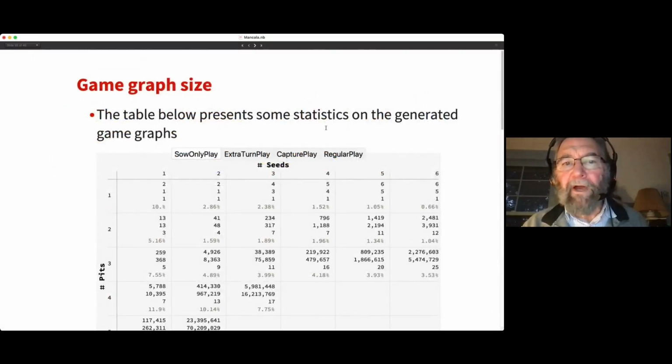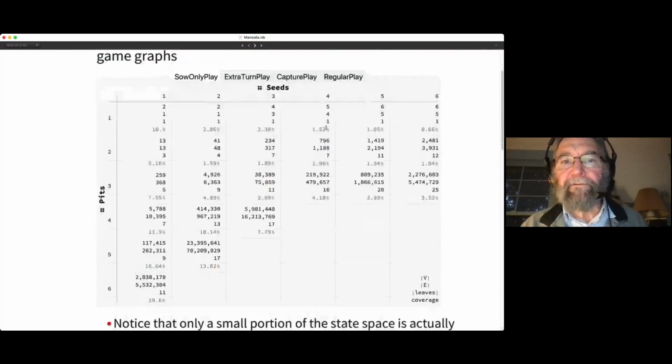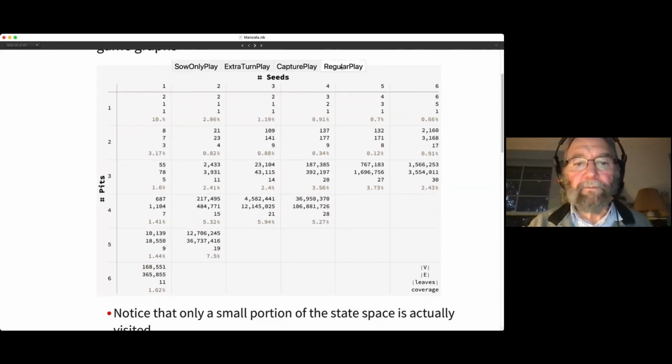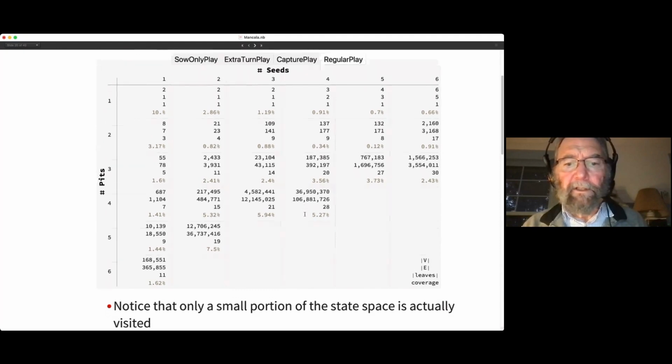So the game graph size, I'll go through these results very quickly. I've got everything tabulated here. So only play, the games were fairly large. I was not able to compute all of them. And in regular play here, the games were a little bit smaller, but still quite a few. The largest game graph I had was this one here with 106 million edges in it.